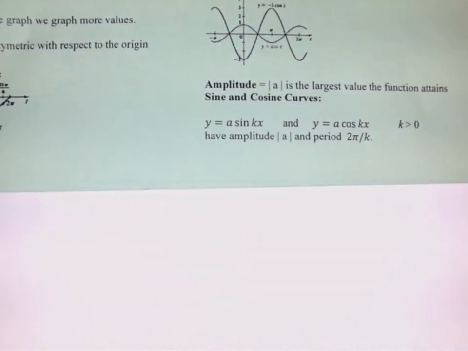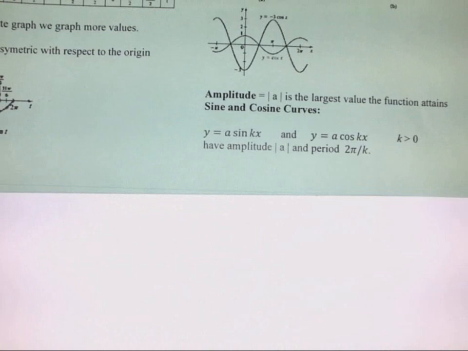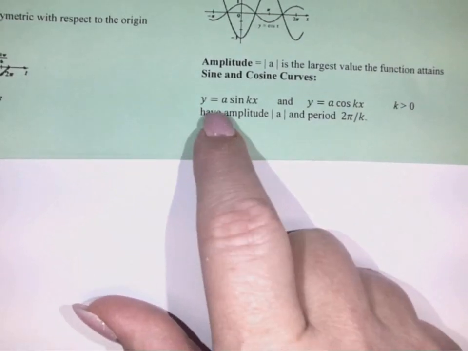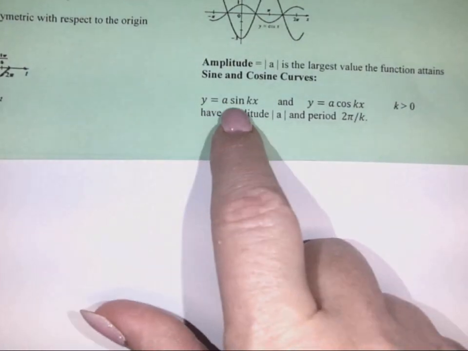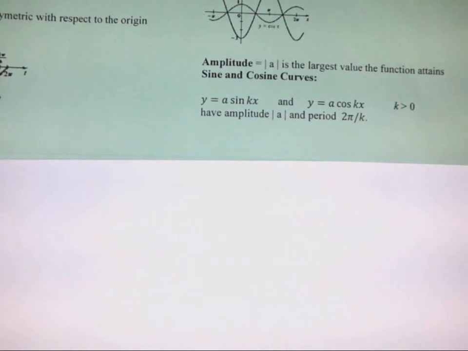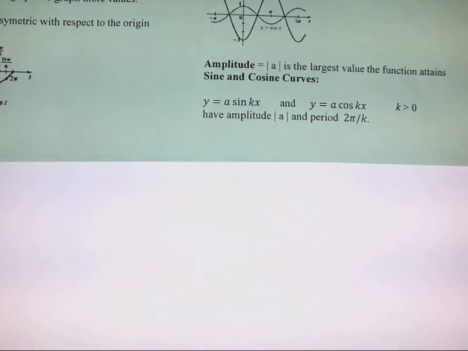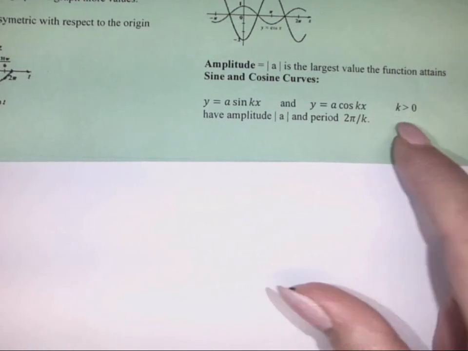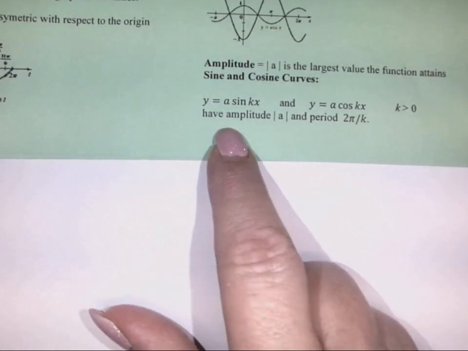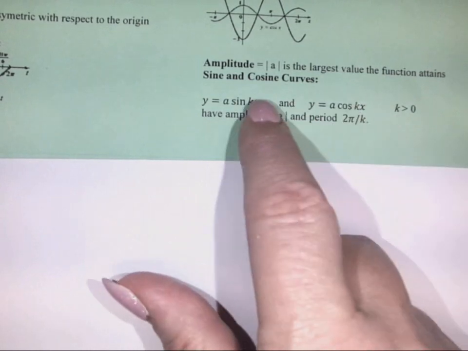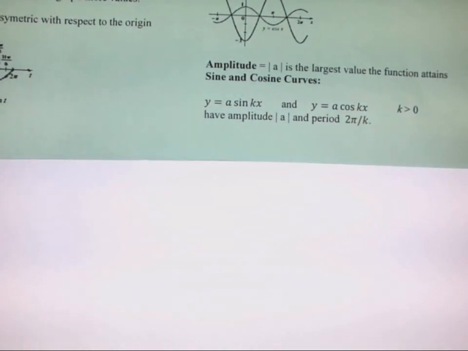Now when we're looking at amplitude of a graph, the absolute value of a is going to be the largest value the function attains. And so in our equation here, we have y equals a times sine of kx, and y equals a times cosine of kx. k is going to be greater than 0. It has an amplitude of a and a period of 2 pi over whatever that k is. 2 pi over k.